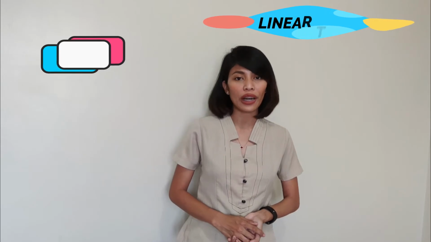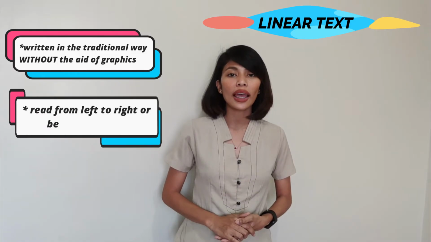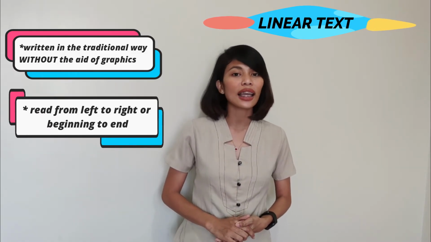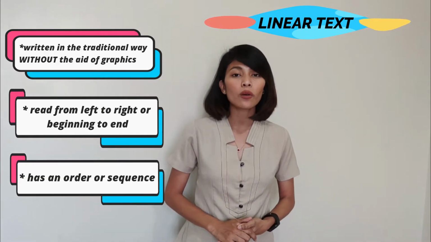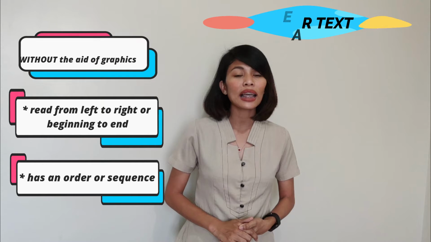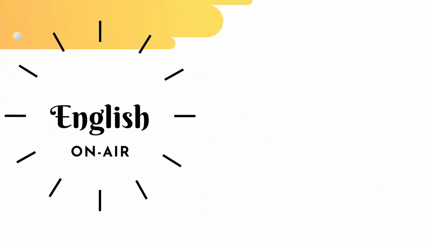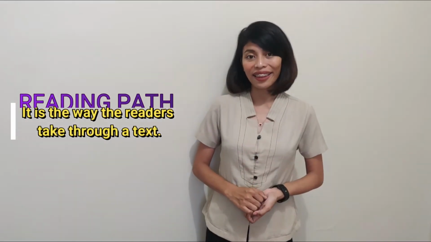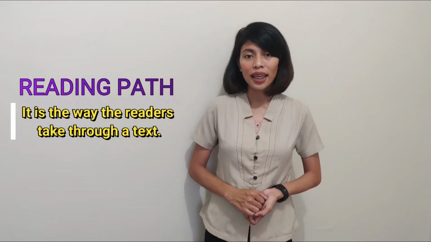Let's start with a linear text. A linear text is a text that is written in traditional way without the aid of graphics. It is being read from left to right, from beginning to end, and has syntactic and grammatical features. This type of text has an order or sequence. Typically, the author decides the order or its reading path. But what is a reading path? A reading path is the way the readers take through a text.